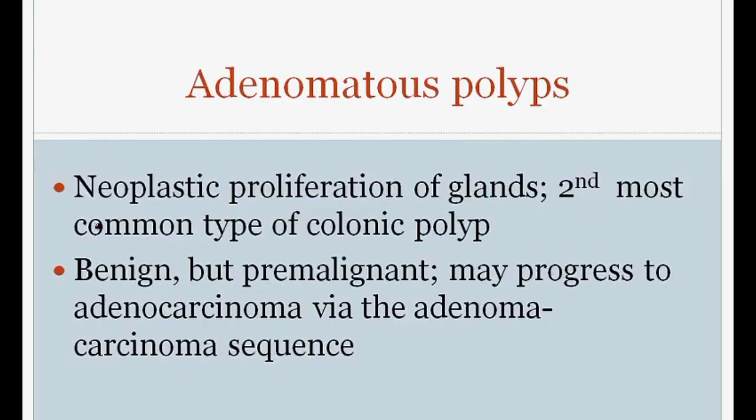The second type of polyp is called an adenomatous polyp. This is a neoplastic proliferation of glands, again, the second most common type. It is benign, but super high yield.